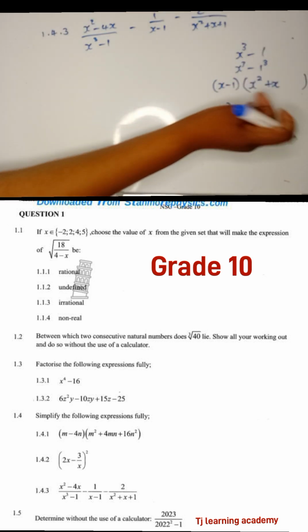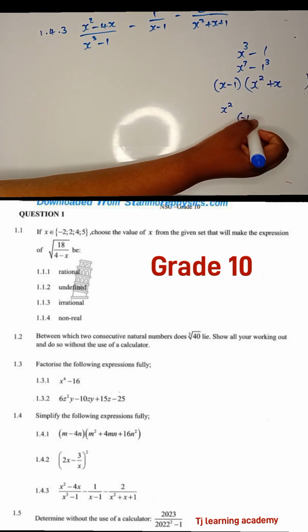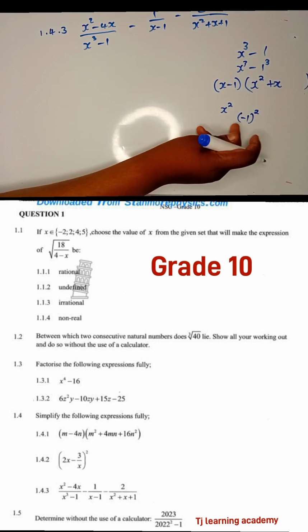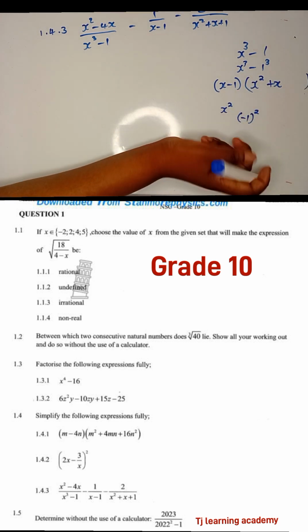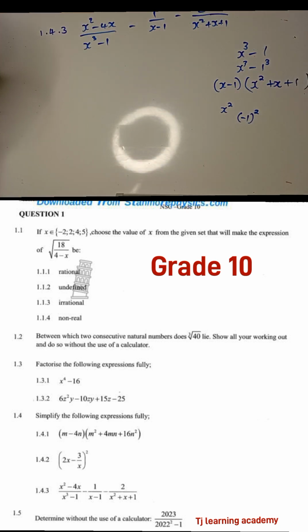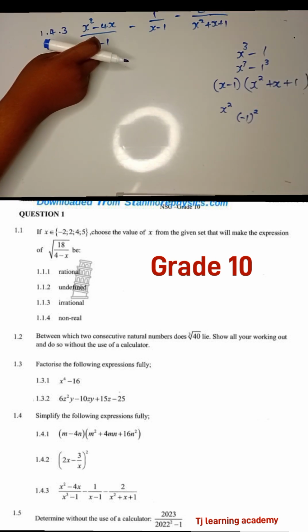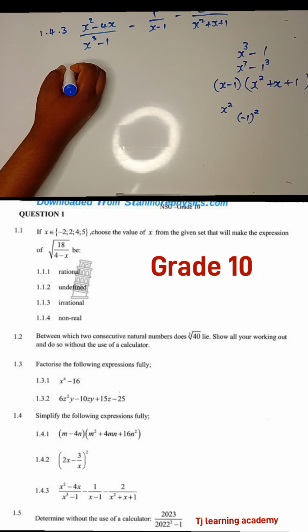And then to get the last one, you need to square this one. Don't forget to put it in a bracket, guys. It's going to be negative 1 to the exponent of 2, which is what? Which is positive 1. You are going to put this is equivalent to this one. That's the first step you need to do.